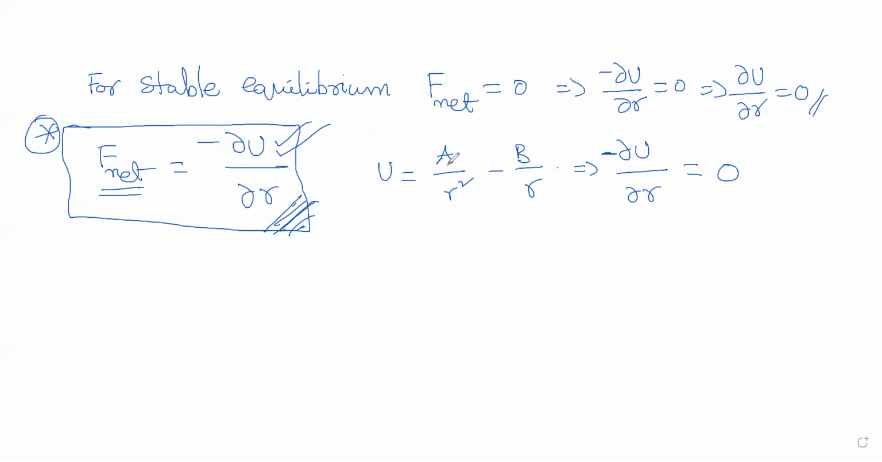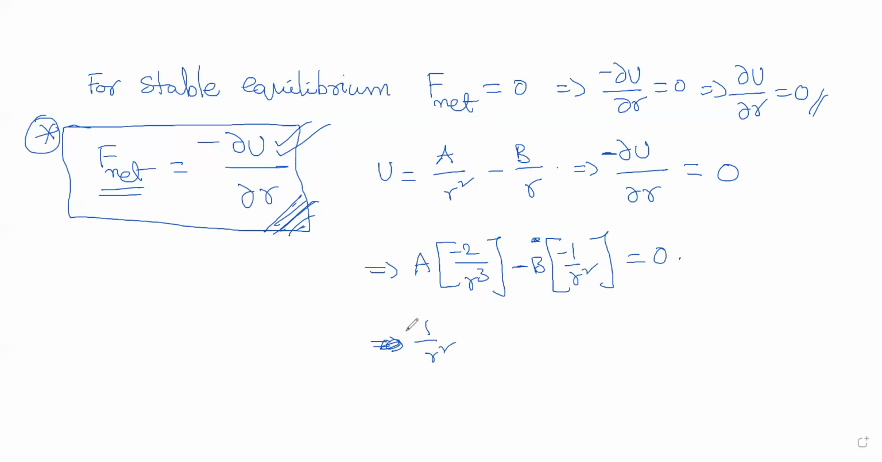Now, we have to take the derivative. Derivative of A by r square: the constant A comes out, r power minus 2, that is minus 2 by r cube. Minus B, the constant comes out, and the derivative of 1 by r is minus 1 by r square. Set it to 0. Now you can take minus 1 by r square common, which makes it easy.